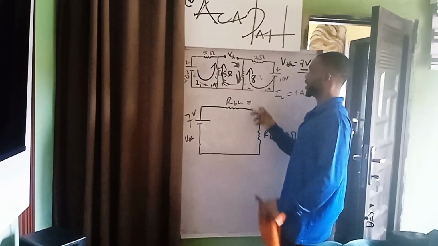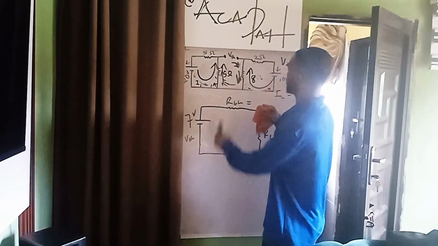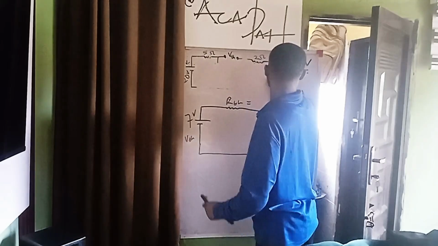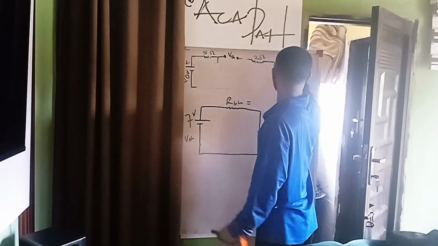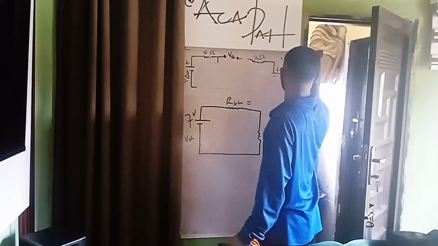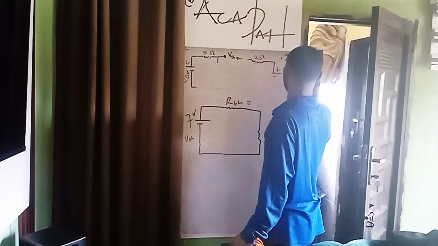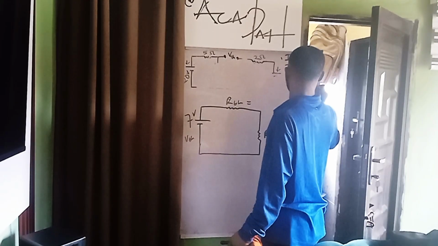So to get our RTH, all we need to do is to now say, since we're done with this, remember that I1 is 1 amp, I2 is 1 amp, VTH is 7 volts, load resistance is 10 ohms.